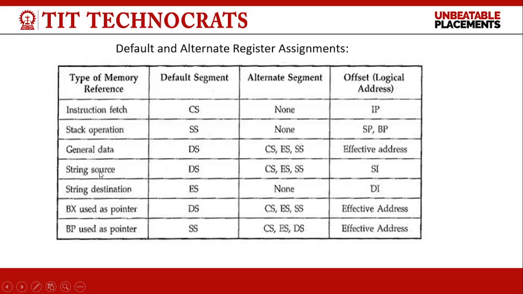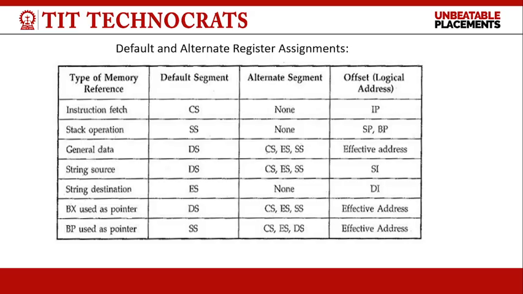Then string source: if the operation is related to string source, then default segment is data segment. Also we can use alternate segments such as code segment, extra segment and stack segment. Offset is stored in source index register. Then for string destination operations, by default the extra segment is used. Alternate segment is not used here, and offset is stored in the destination index register. Then BX is used as a pointer. The register BX, that is BH and BL combined, is used as a 16-bit pointer register. The default segment here is data segment. Also we can use alternate segments for this purpose.